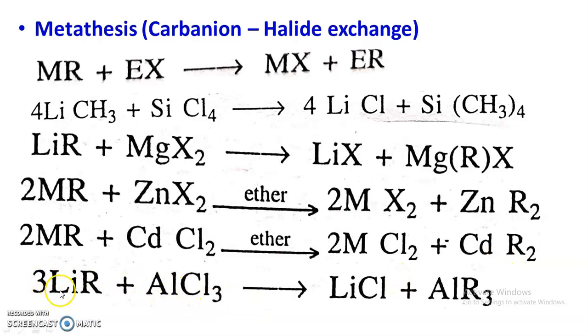Similarly, when alkyl lithium is treated with aluminum chloride, then the alkyl group migrates from lithium to aluminum. Aluminum is more electronegative than lithium, and we get an organometallic compound of aluminum. So this is what metathesis is.